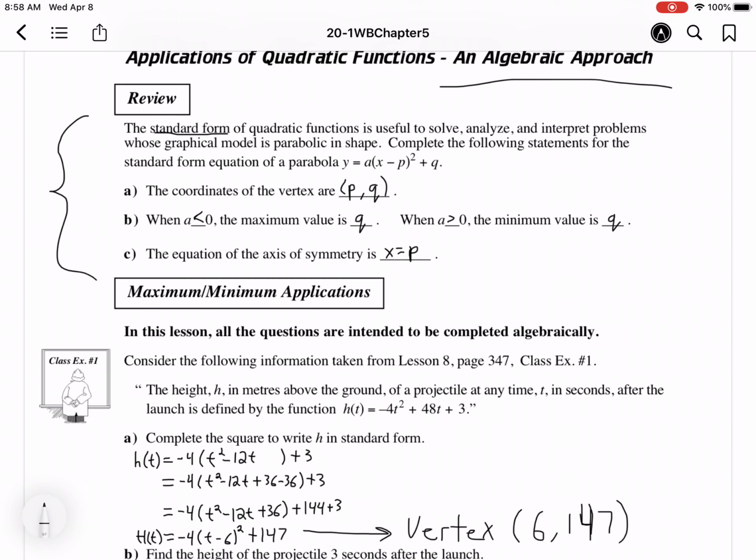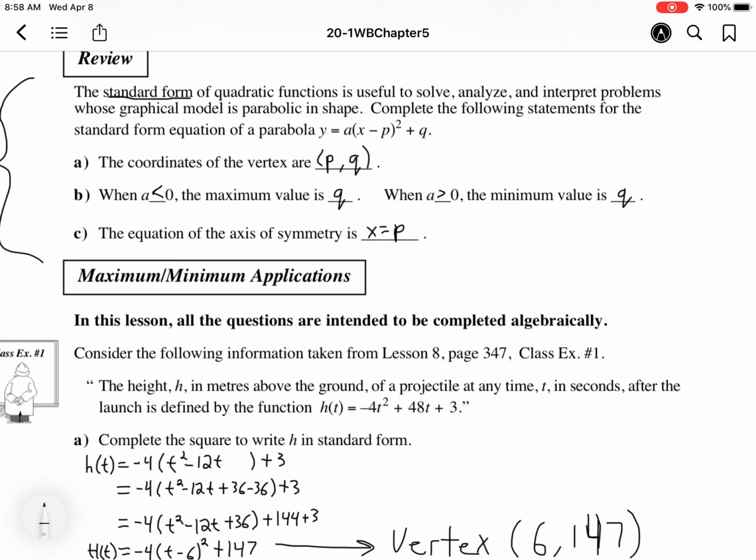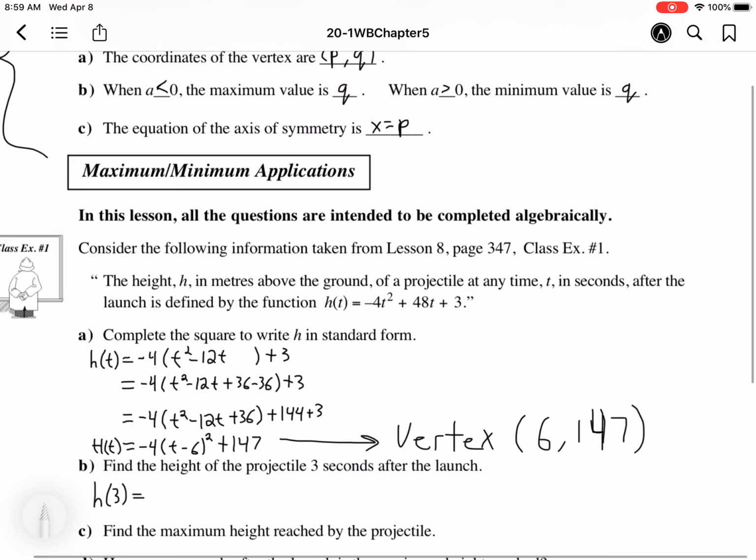So what we've done here for algebraic is basically, remember the coordinate vertex. This is standard form here with the P and the Q in it. Okay, that's standard form. And our vertex here is (P, Q). P is the X value, right? If A is less than 0, it has a maximum of Q, and if A is greater than 0, it has a minimum of Q. So the equation of the axis of symmetry is X equals P. Okay, so there's just reviews as to basically how to do this. The nice thing about standard form is it tells us our max and min, right?